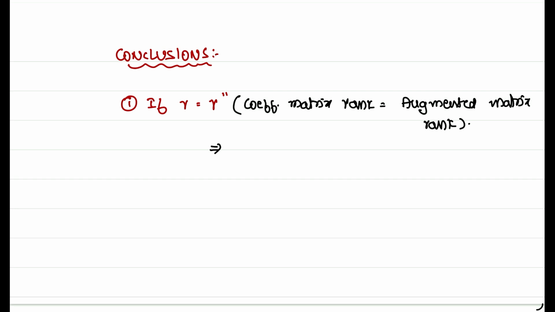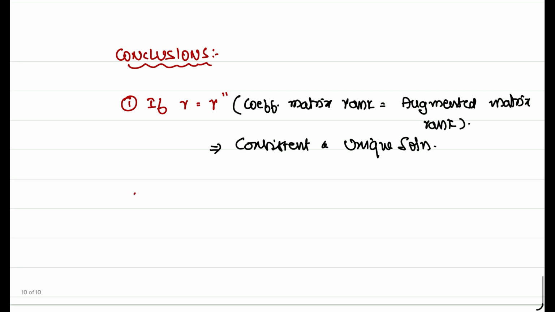Then it says that the equations are consistent and have a unique solution. Consistent and unique solution. This is the first case.